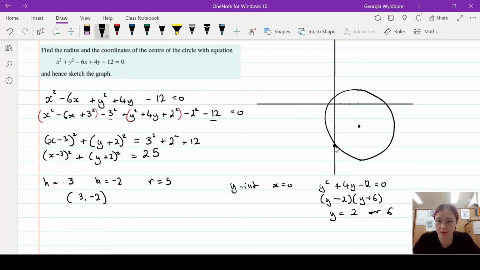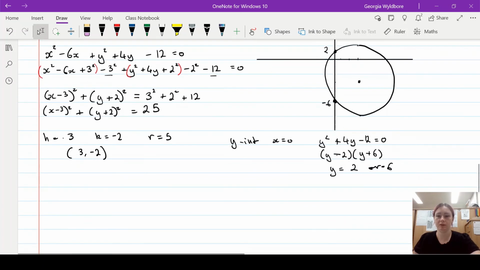We can chuck those points in there. So that's obviously going to be, sorry, negative 6, that would be. So that would be negative 6. Up here would be 2. We can then, there's a little more room, look for our x-intercepts.